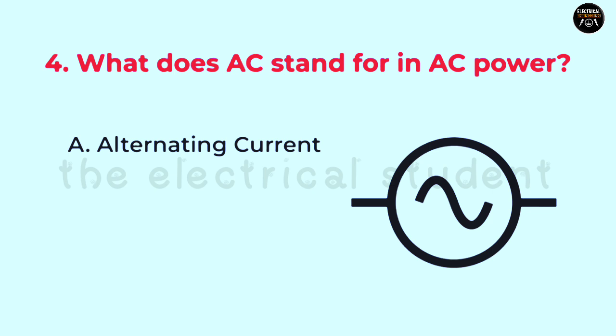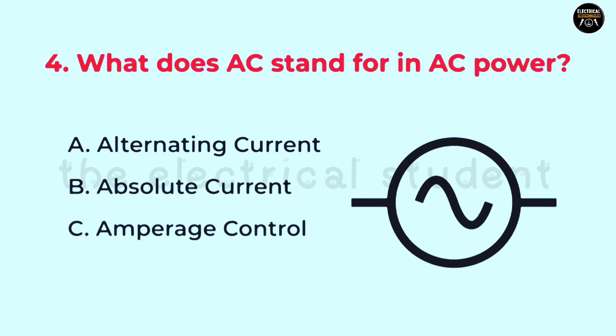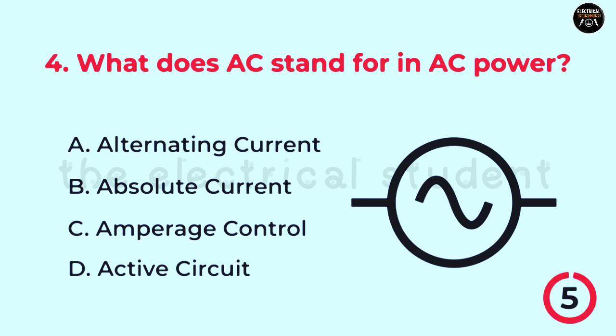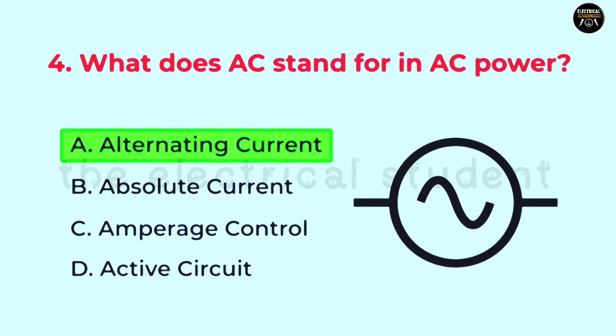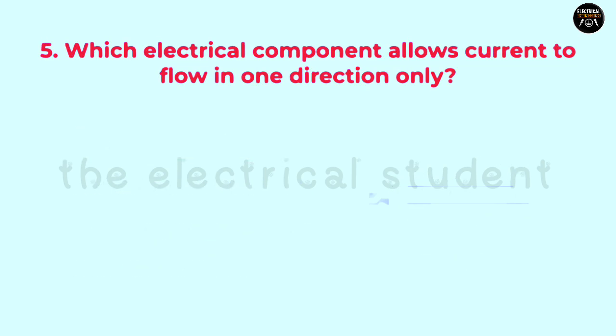What does AC stand for in AC power? A. Alternating current. B. Absolute current. C. Amperage control. D. Active circuit. The correct answer is option A. Alternating current.